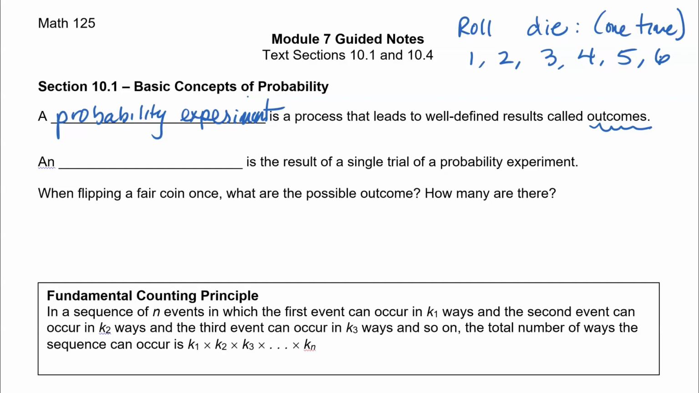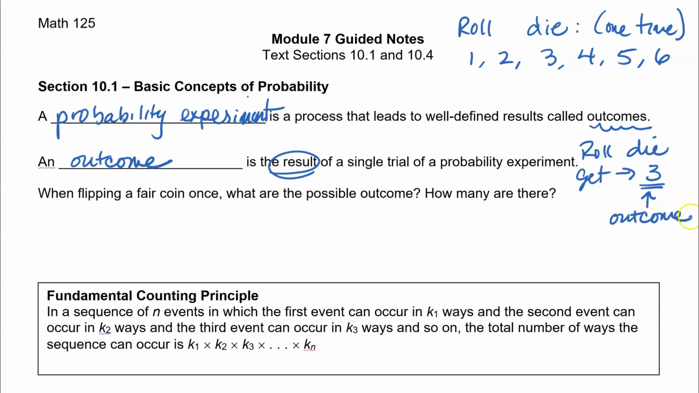And let's also define an outcome. So an outcome is the result of that single trial. So let's say again we roll that one die, and we get a 3. Well, the 3, that's considered the outcome of the experiment. So the experiment is rolling the die and the outcome is the 3.